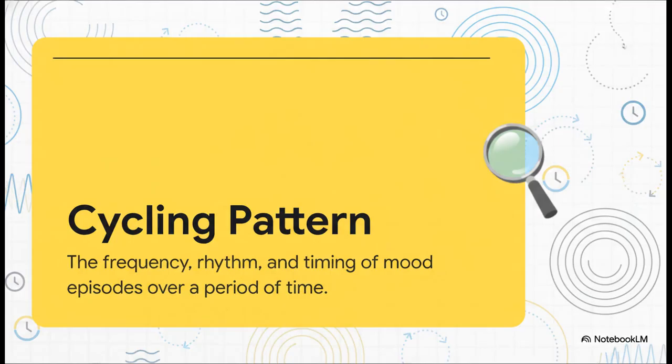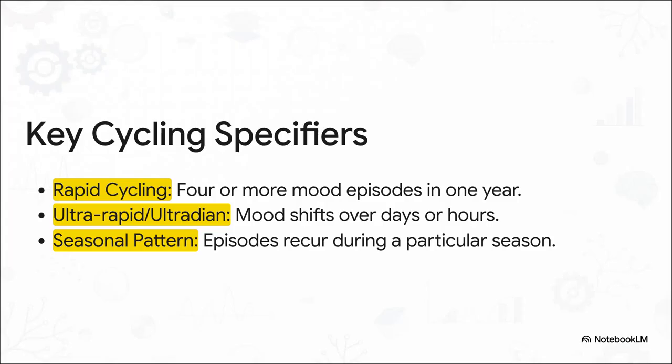Dimension 6 brings us to the cycling pattern. This one is all about the rhythm and the tempo of the illness. How fast are the episodes coming, and is there any kind of predictable pattern to them? A patient with rapid cycling, that's 4 or more episodes a year, presents a huge treatment challenge. Ultradian cycling, where their mood shifts within a single day, can often be mistaken for something like a personality disorder, but it's really a sign of severe mood dysregulation. And please, don't forget to ask about a seasonal pattern. It can be a powerful clue and a great opportunity for proactive treatment.